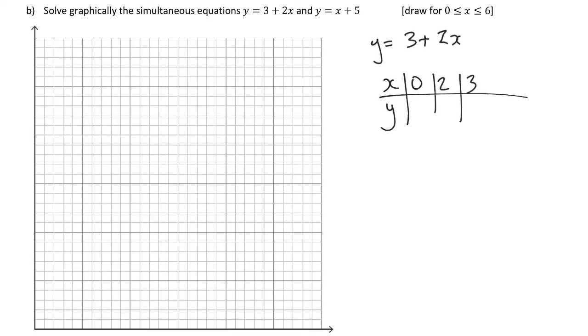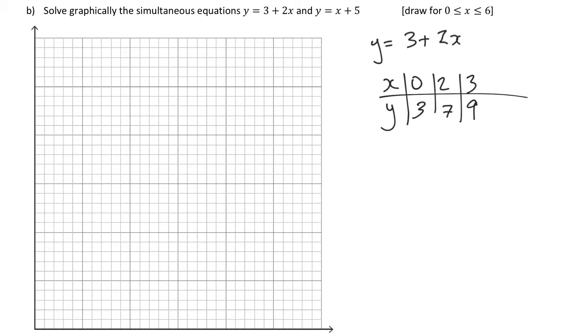When x equals 0, we've got 3 plus 2 times 0. So 2 zeros are 0. 0 plus 3 is 3. When x is 2, 2 2's are 4. 4 plus 3 is 7. And when x equals 3, 2 3's are 6, plus 3 is 9. So we've got our coordinates there of 0, 3, 2, 7, and 3, 9.